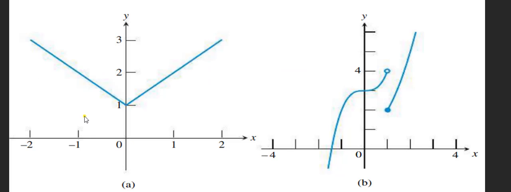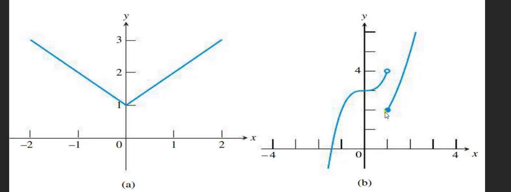So using your graphing calculator, you should have gotten something like these two. For part A, when you look at it from -1 to 1, it is continuous from -1 to 1. However, it's not differentiable at this point because there is a sharp turn. So that's why it doesn't satisfy the hypothesis. What about graph B, the piecewise function? From -1 to 1, it is differentiable from A to B.